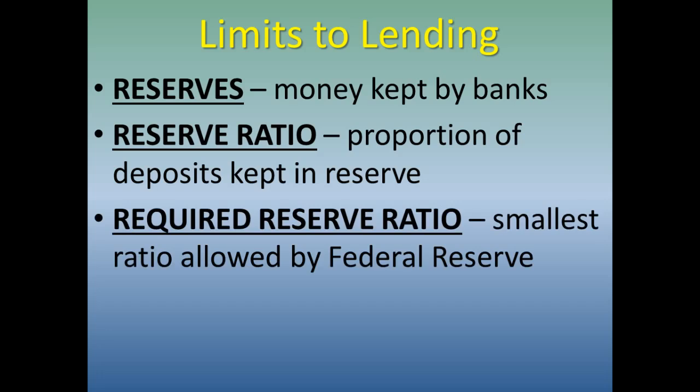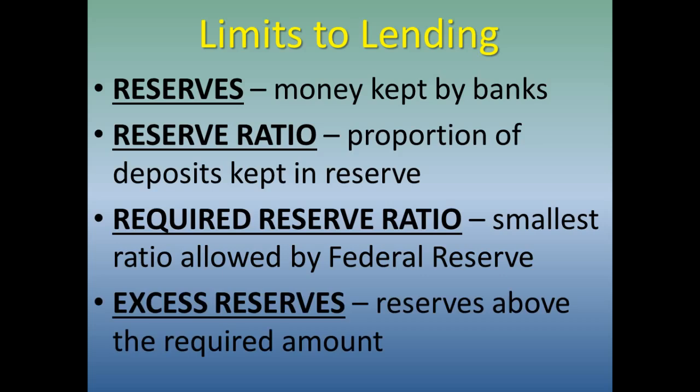The required reserve ratio is the minimum amount that must be kept in the bank at any one time, and that's set by the Federal Reserve, and right now it's at 10%. So for every dollar deposited, the bank is allowed to lend up to 90 cents of it, and it has to keep at least 10 cents back. Anything that it leaves in reserves beyond 10 cents is what we call excess reserves. And so excess reserves are the amount of money left in the bank vault that is greater than what is minimally required by the Federal Reserve. And some banks will keep excess reserves and some will not.